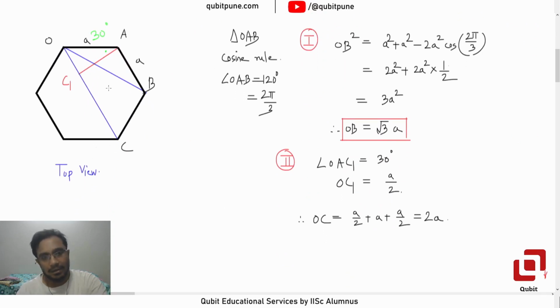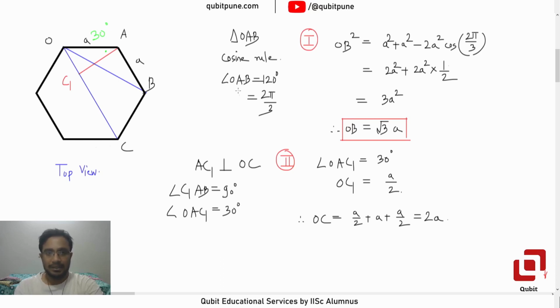Okay, let us drop a perpendicular from A on OC. So AC1 is perpendicular to OC, and because C1AB is 90, because that's parallel, angle CAB is 90 degrees. Angle OAC1 will be 30 degrees because the total angle OAB is 120. So OAC1 is now a 30, 60, 90 triangle. So the side opposite to 30 degrees is half of the hypotenuse. So OC1 will be A by 2.